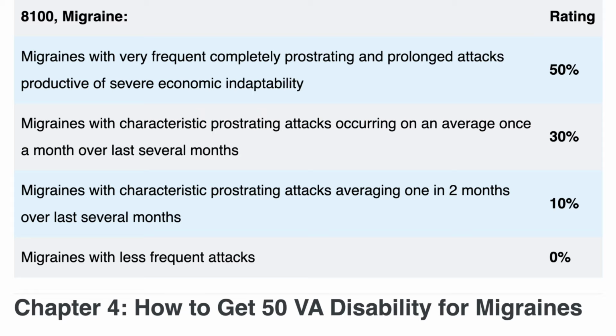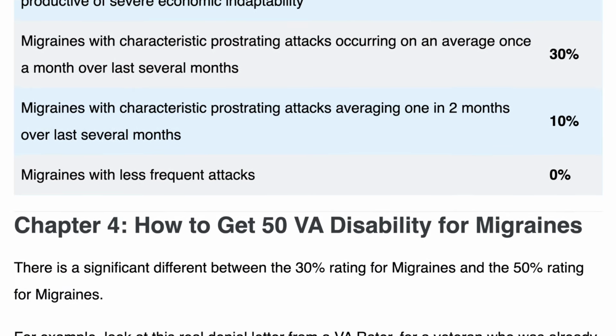A 30% VA disability rating for migraines: characteristic prostrating attacks occurring on an average of once a month over the last several months. So when you're talking about VA claims and VA ratings, it's really what are your current symptoms like now, and do you have a current diagnosis? So 50% is not working, completely prostrating, days at a time, missing tons of work. Your sick time got eaten up by this stuff a long time ago. And then you jump down to a 30% rating. This happens once a month over the last several months.